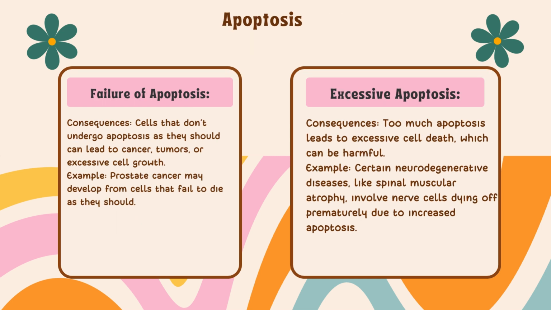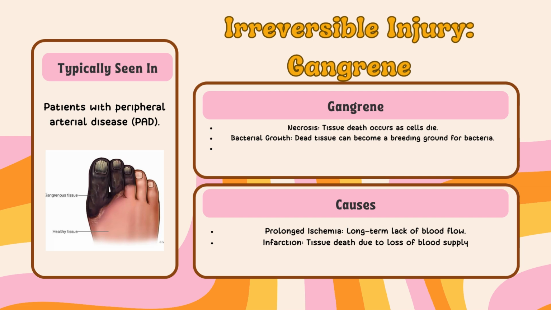So what happens if apoptosis doesn't happen? The cells just don't die, and that can lead to cancer, tumors, and excessive cell growth. And excessive cell growth is harmful. Now excessive death is just as harmful. For example, let's look at gangrene. It's caused by lack of blood flow, and tissue death occurs as cells die. This is mainly seen in patients with peripheral arterial disease.